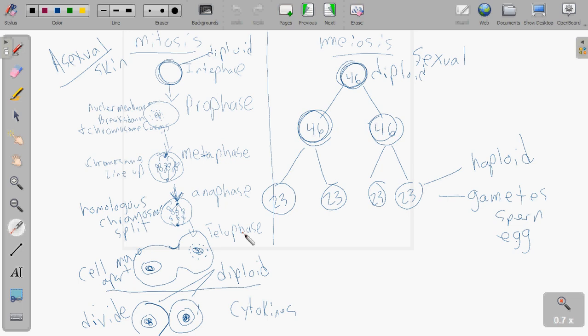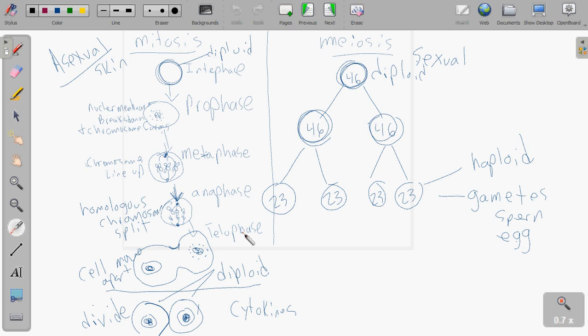Mitosis, again, you start with interphase, and then the first stage of mitosis is prophase. This DNA has been copied, the nuclear membrane breaks down, and the chromosomes form. In metaphase, the chromosomes line up across the middle. In anaphase, the sister chromatids are pulled apart.